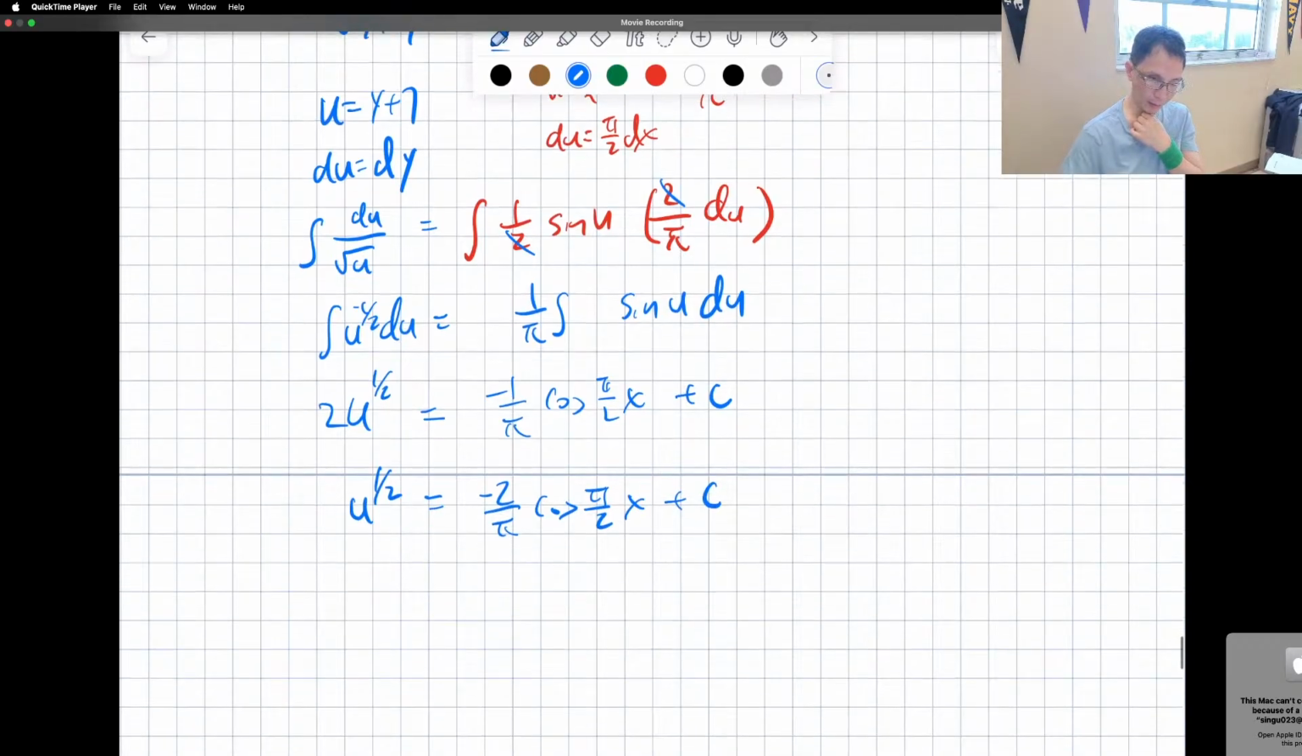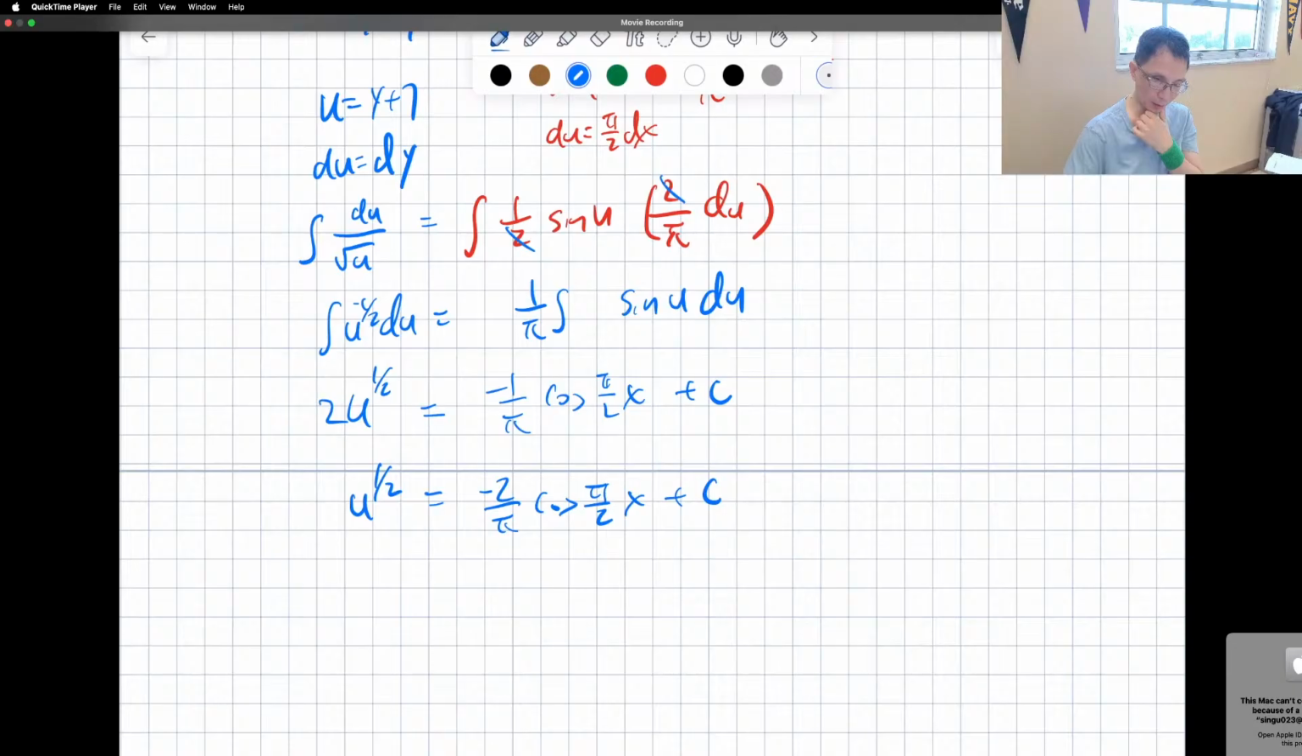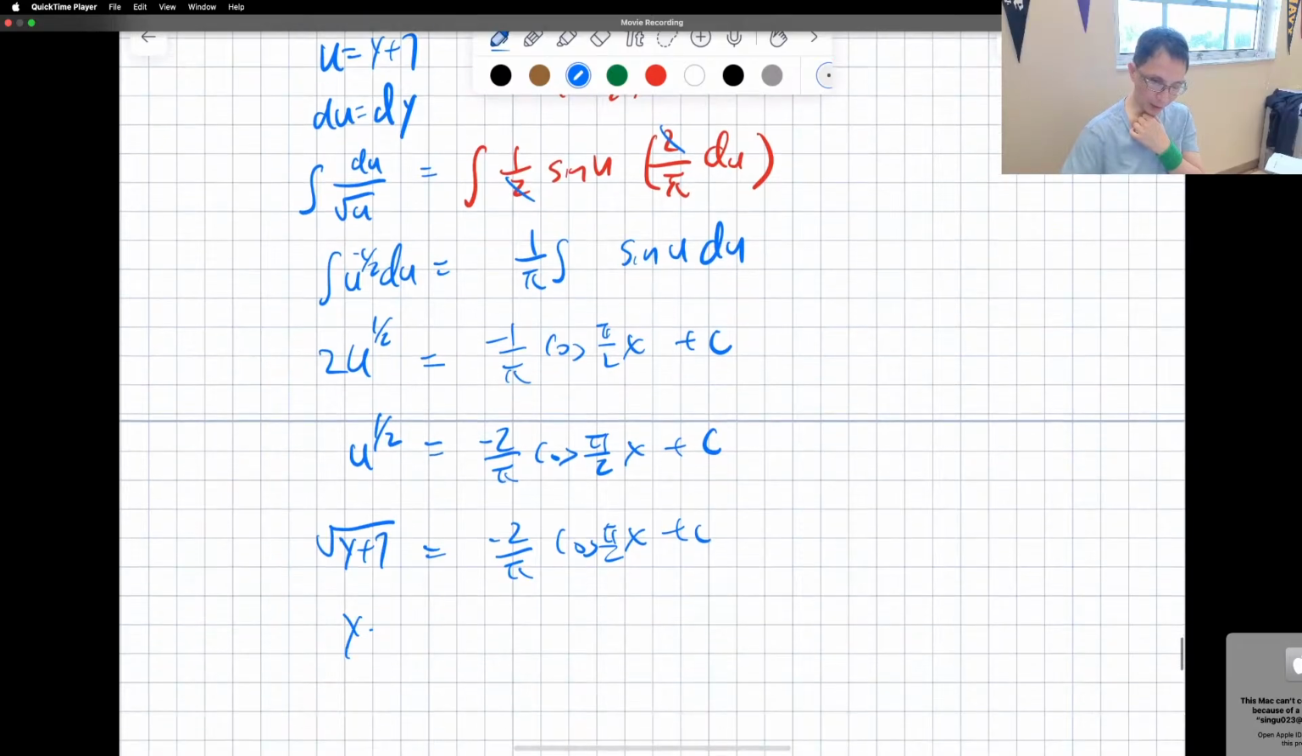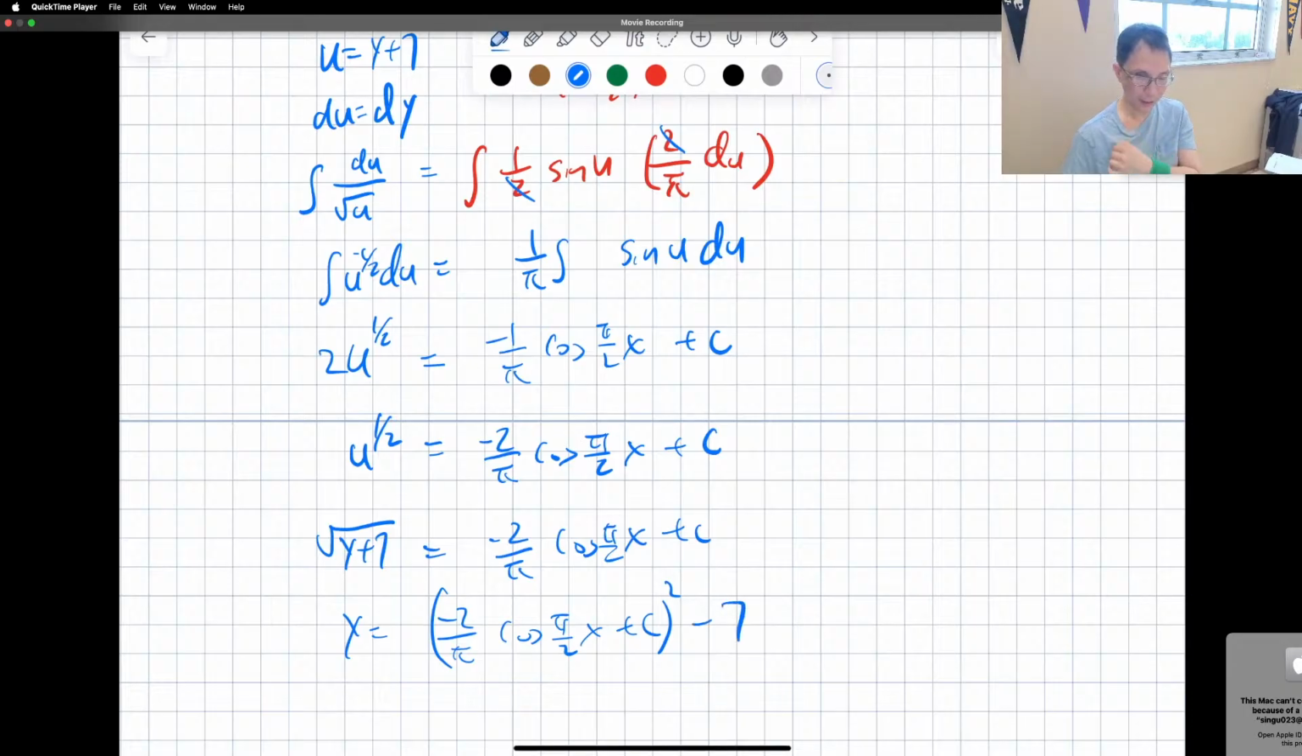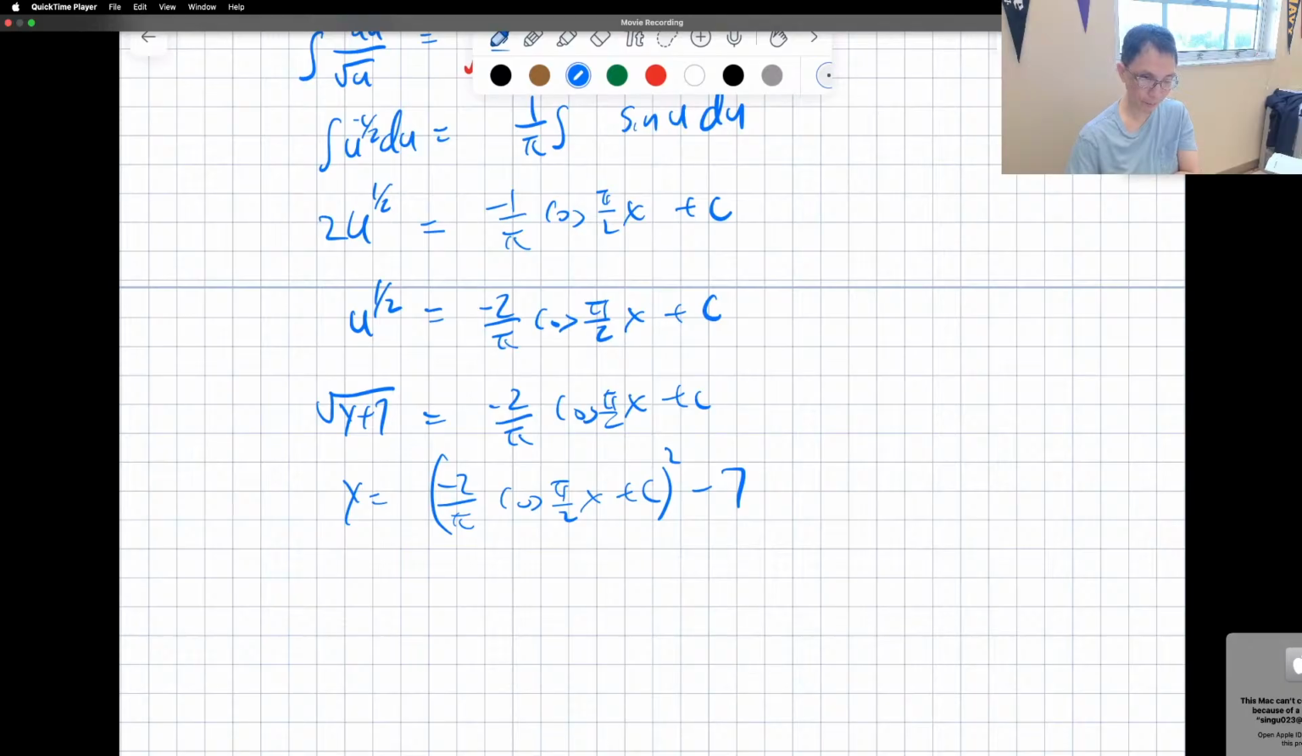And then this one is going to be the square root of y plus 7 is equal to negative 2 over pi cosine of (pi over 2)x plus c. I'm going to square both sides, so it's going to be y equal to negative 2 over pi cosine of (pi over 2)x plus c, all squared, minus 7. And that should be the general equation. We just have to find out what c is. So that's equal to negative 2 over pi.